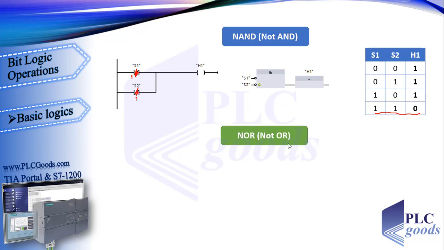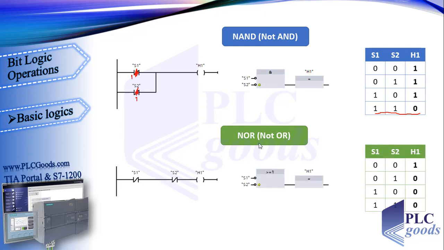The next logic is NOR. It means not OR, because its logic is exactly the inverse of OR logic. In this logic the output will be on only when both contacts are off. Pay attention, OR and NOR logic instructions in function block are similar. But in the NOR instruction, we have these two circles. In function block language, these circles make the inputs inverted, and then they pass through a logic instruction.